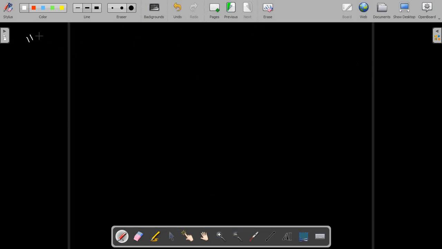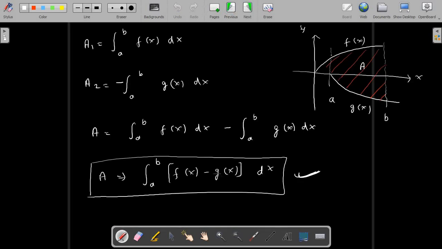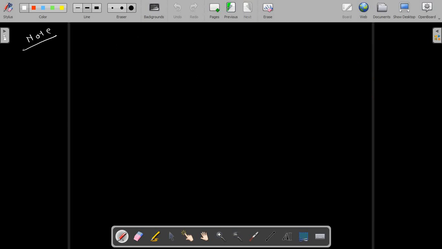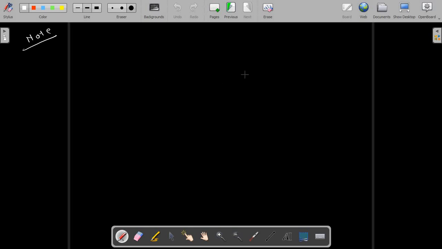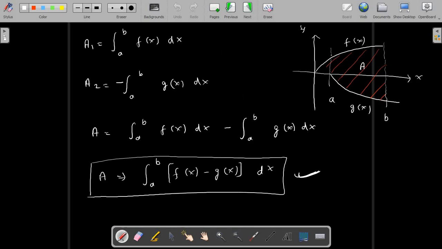There is a note in this chapter. The note is that when you find the area, you have to decide which one is to be taken as greater and which one is to be taken as lower. g(x) will not always be in this region; it could be anywhere. So there are methods. Can you go back to the previous slide? I need to copy something.